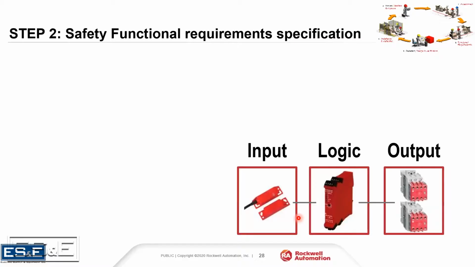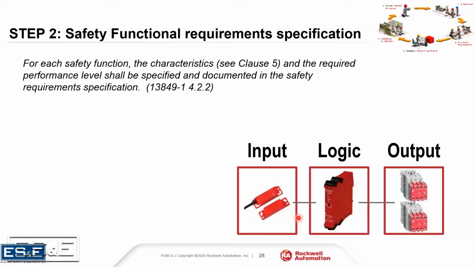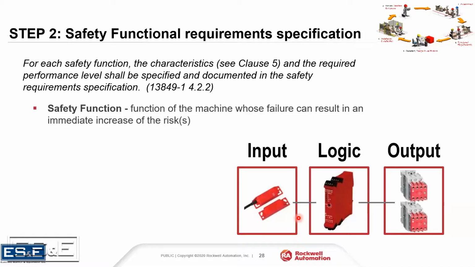Step two is the functional requirements. And here's where we might start to describe how we want the safety system to work. So we'll describe it in brief language, maybe a couple of sentences, and we'll say what we want to happen. When that guard door is open, shut off power to that motor, for example. And we'll describe it in terms of inputs and logic and outputs. That's the basis of functional safety. And again, just a brief description.